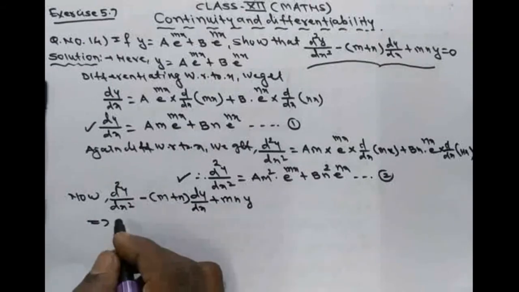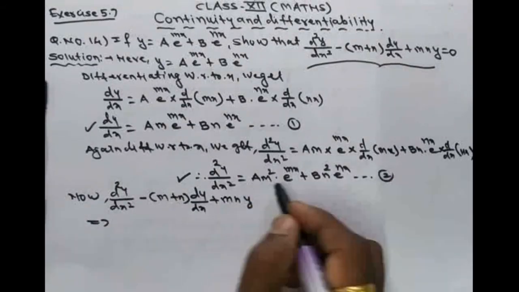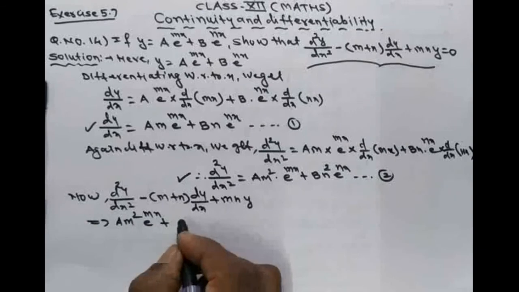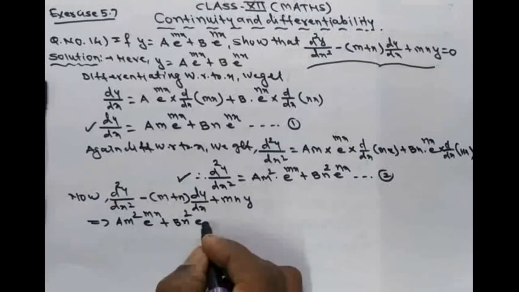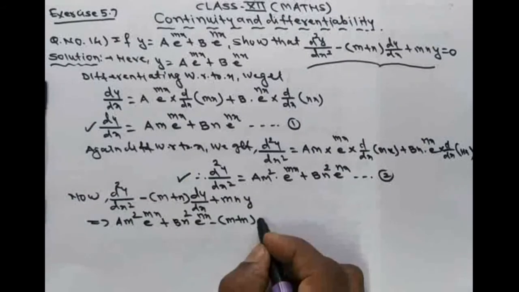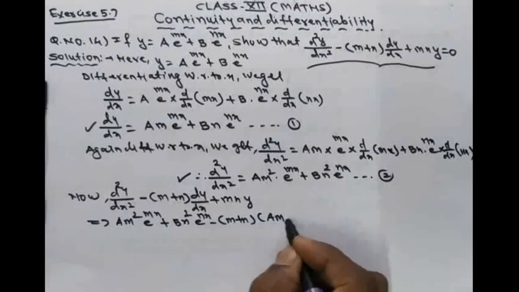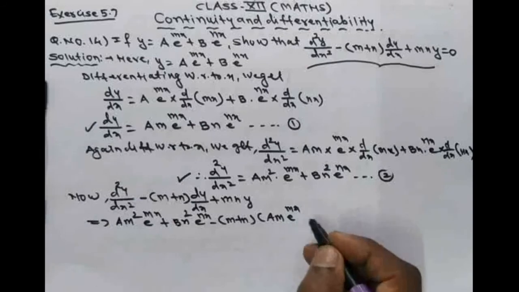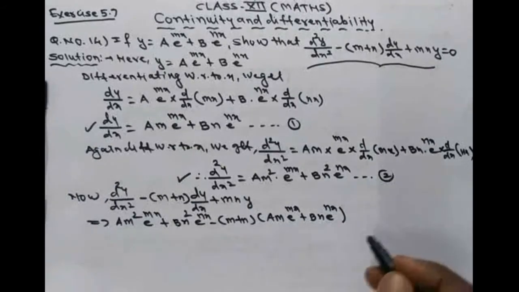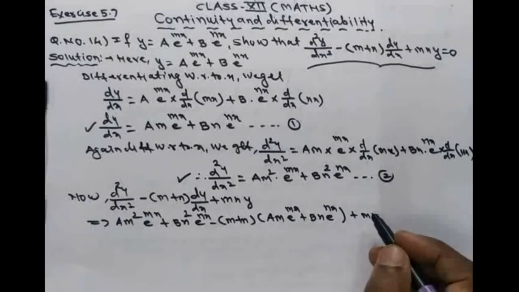So this will be d²y/dx², which is a m² e^(mx) plus b n² e^(nx), minus (m plus n) into dy/dx, which is a m e^(mx) plus b n e^(nx), so this is your dy/dx, plus m into n into y. So y, let us find out this.